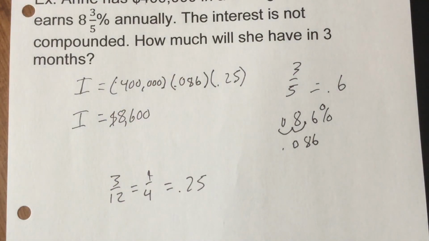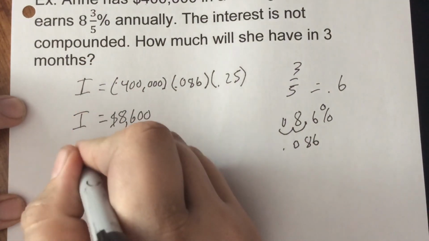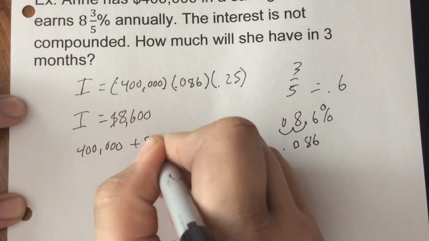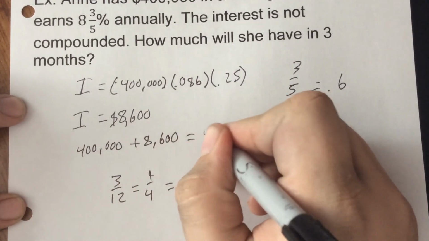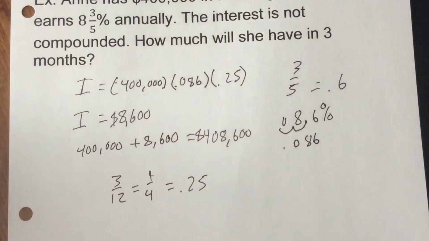So again, are we done? Well, unfortunately not. We have one more step because it says how much will she have total here in the 3 months. So we have to take this plus our 400,000 that we're investing. So 400,000 plus your 8,600 ends up being $408,600 is what she would have after her 3 months.